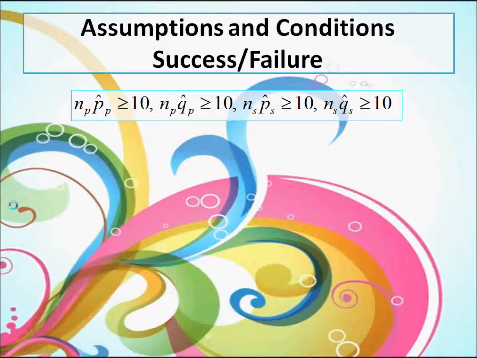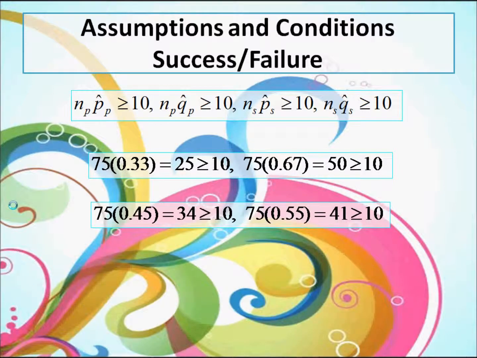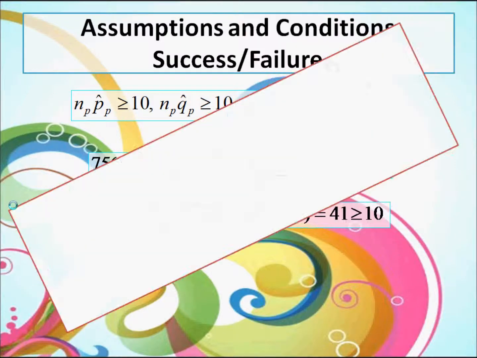We also have to check success/failure. Here we're going to use n sub P times p-hat sub P is greater than or equal to 10, where n is the sample size of Perdue chicken and p-hat is the proportion of Perdue chicken that was contaminated. And we're also going to check n sub P times q-hat sub P is greater than or equal to 10. And to get q-hat, we're just going to do 1 minus p-hat. We also have to do this with the store-bought chicken. So with the Perdue chicken, what we find is the conditions are met with success/failure. And with the store-bought, we find the same thing, which means the conditions are met.